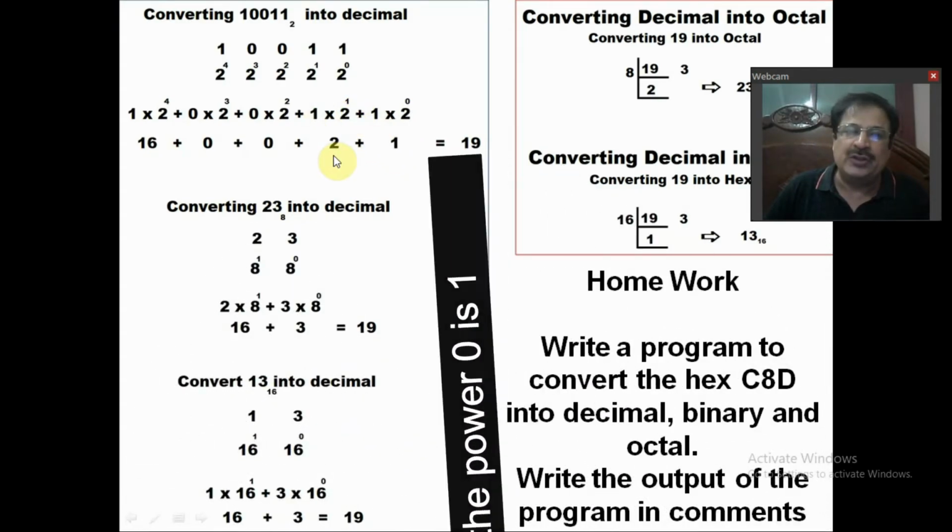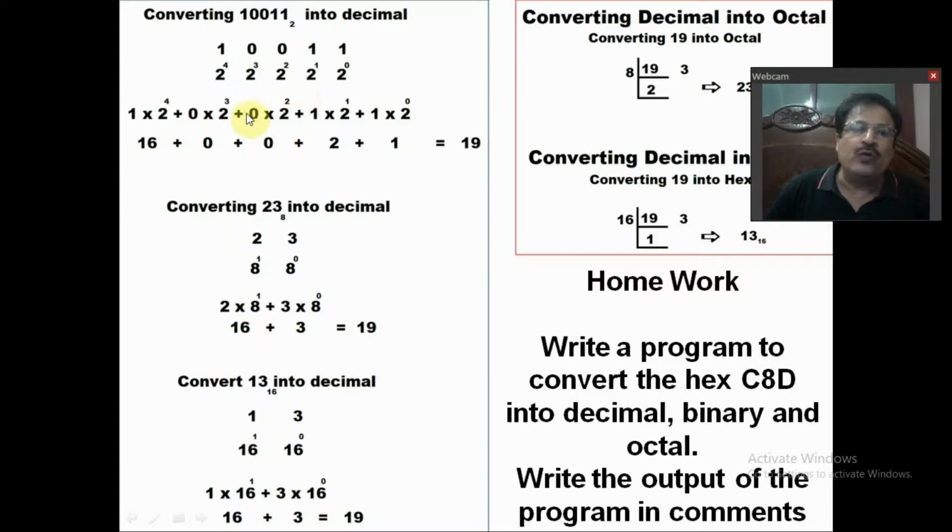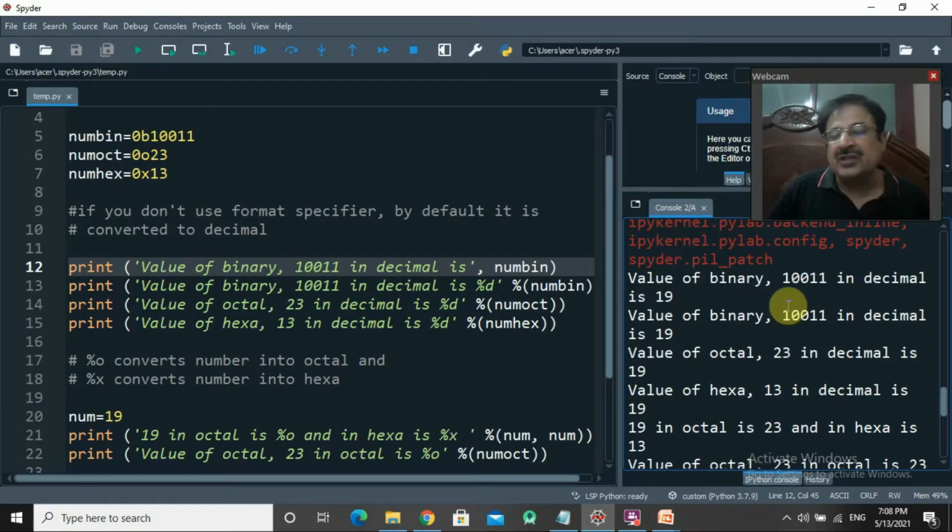2 into 1 is 2. 2 to the power 2 is 4. 4 into 0 is 0. 2 to the power 3 is 8. 8 into 0 is 0. 2 to the power 4 is 16. 16 into 1 is 16. So when you add it, you get the answer 19. This answer, that is 10011 in decimal, is 19.